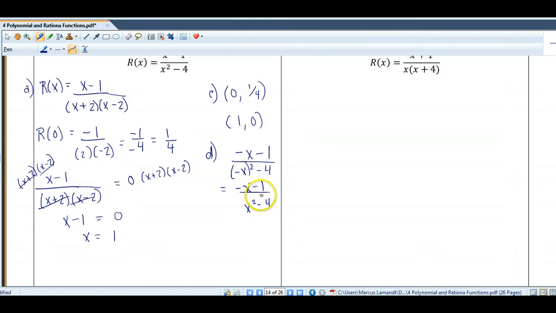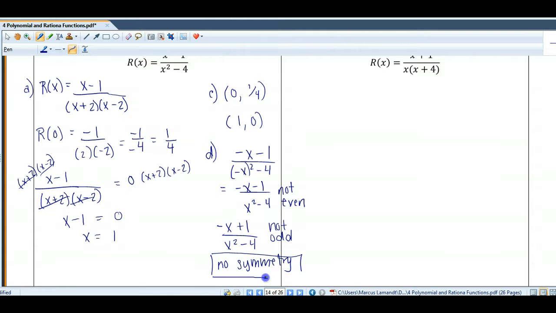This is not the same as the original function, so it's not an even function. Now let's multiply everything by negative 1. If we multiply the top by negative 1, we get negative x plus 1. The bottom stays the same. This is not the same as the original either, so it's not odd. So it's not even, not odd, no symmetry. So that's part D.